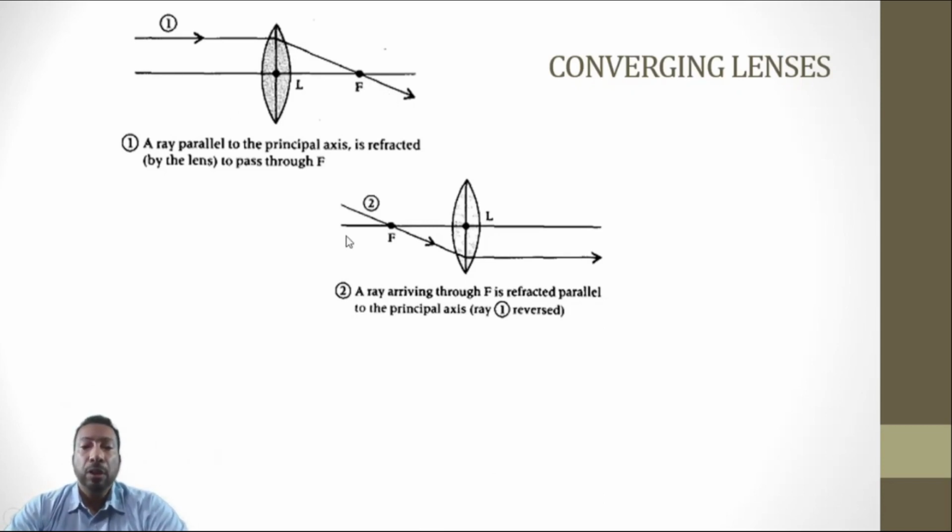The second ray we can draw is basically the reverse of this. If we first draw the ray coming through F on the same side of the lens as the object, when it reaches the lens, then it refracts in such a way that it now travels parallel to the principal axis.